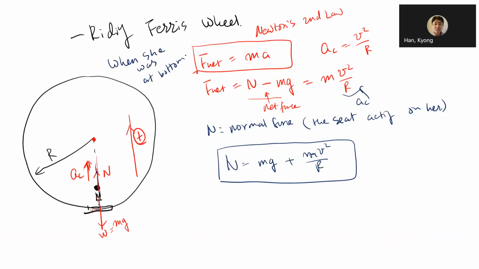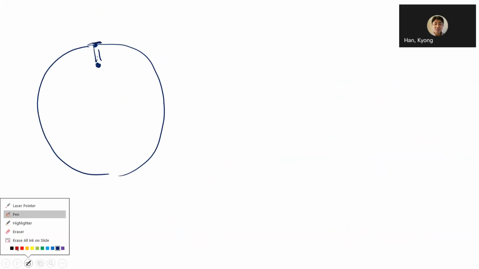Bottom place. But what about when she is at the top place? She is here, maybe flipped like that, and her head is here. Gravity mg is here, and also the seat is here, so the normal force also acts in this direction. In this case, the acceleration is in this direction, centripetal acceleration, always pointing to the center of the curvature.